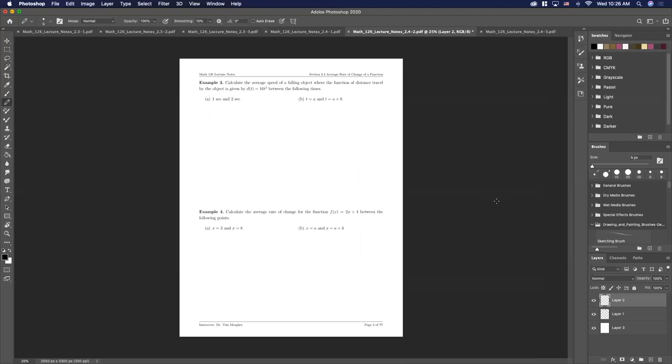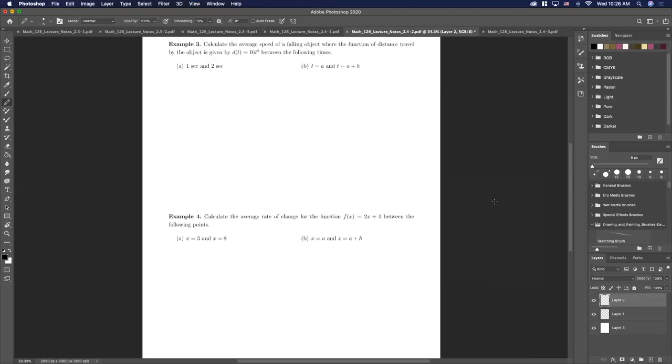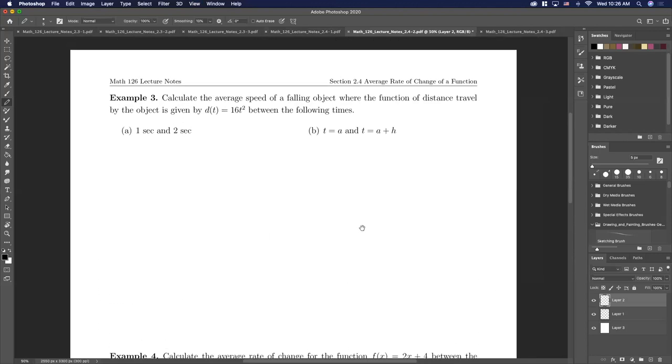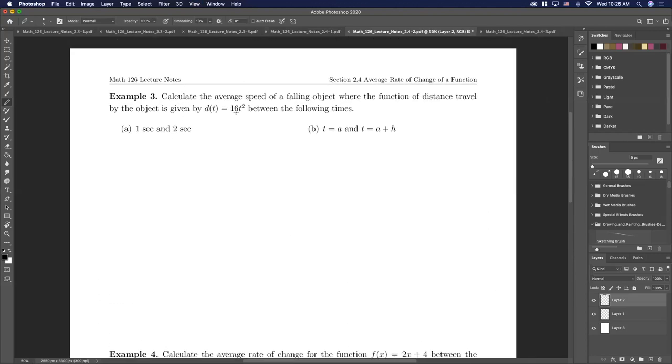All right, so let's go ahead and zoom in here. Your notes may not have the T here as it belongs. Please add a T. So calculate an average rate of a falling object. So here's a classic physics problem. This is in feet per second. This has to be in feet per second if it's 16. So what's the average speed of a falling object?